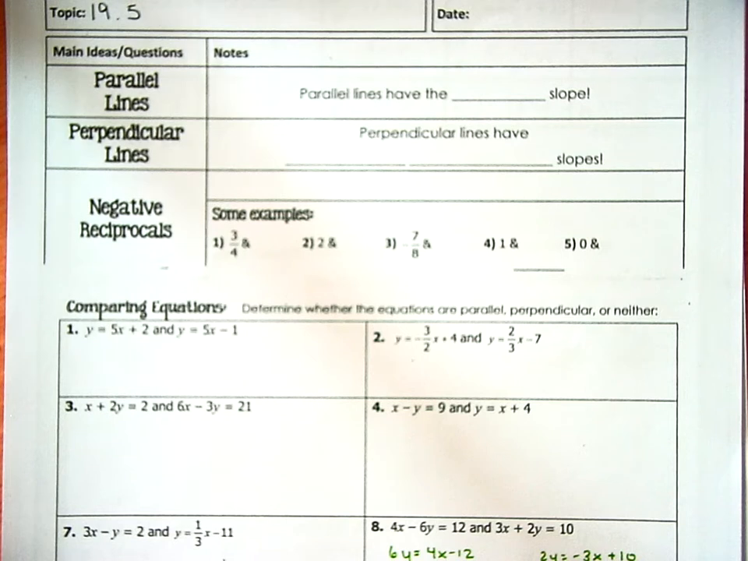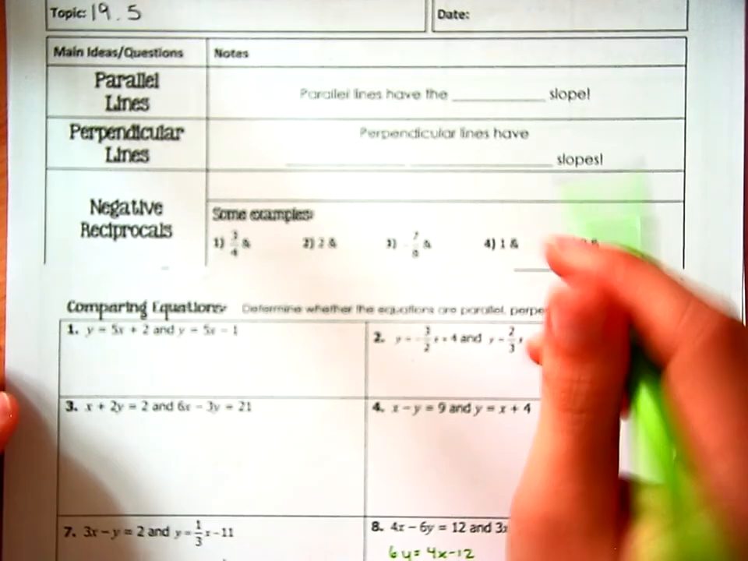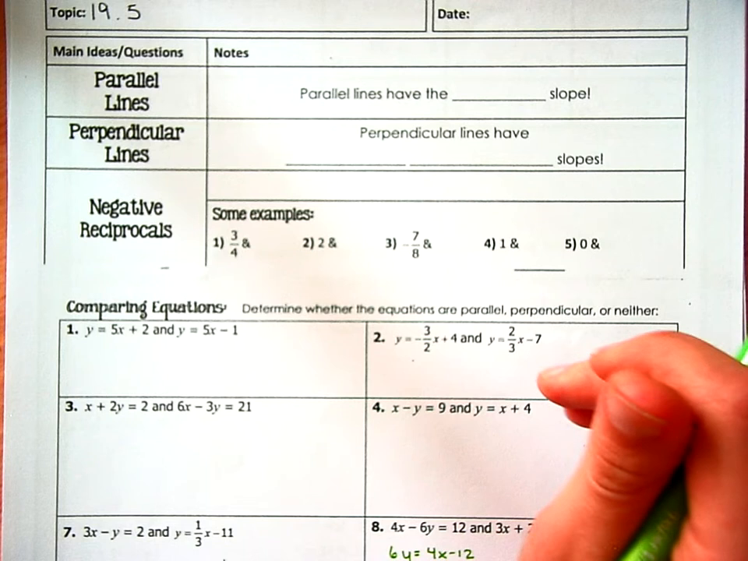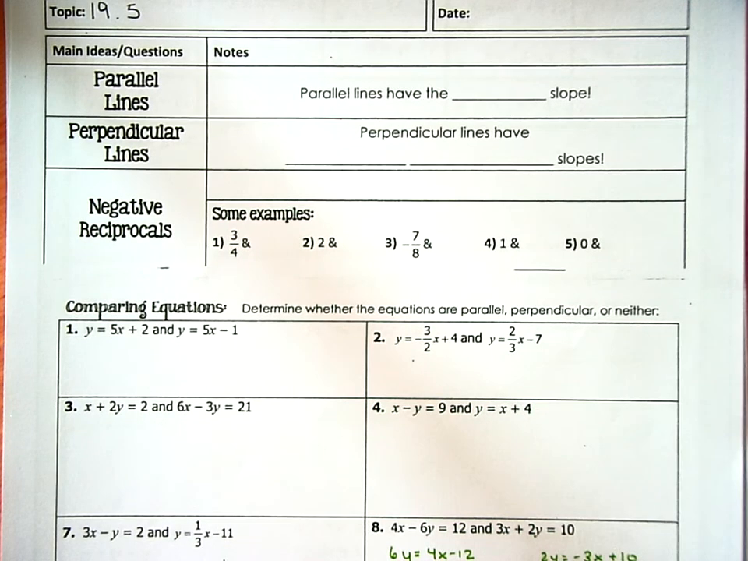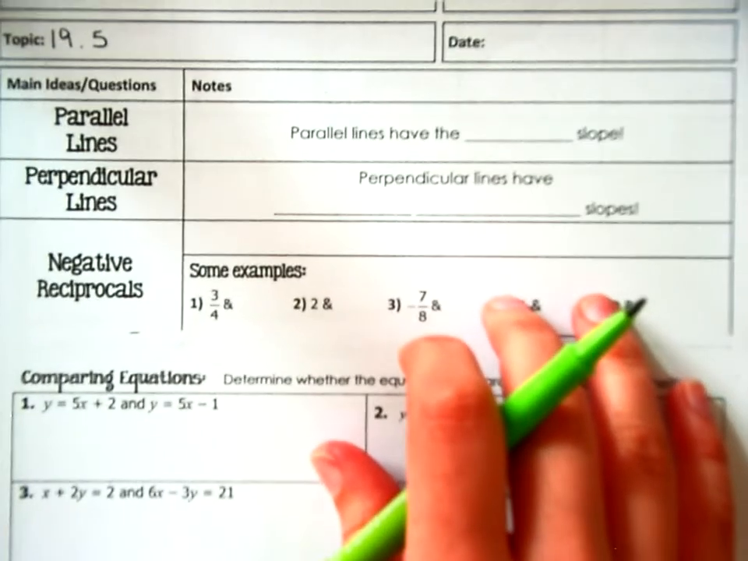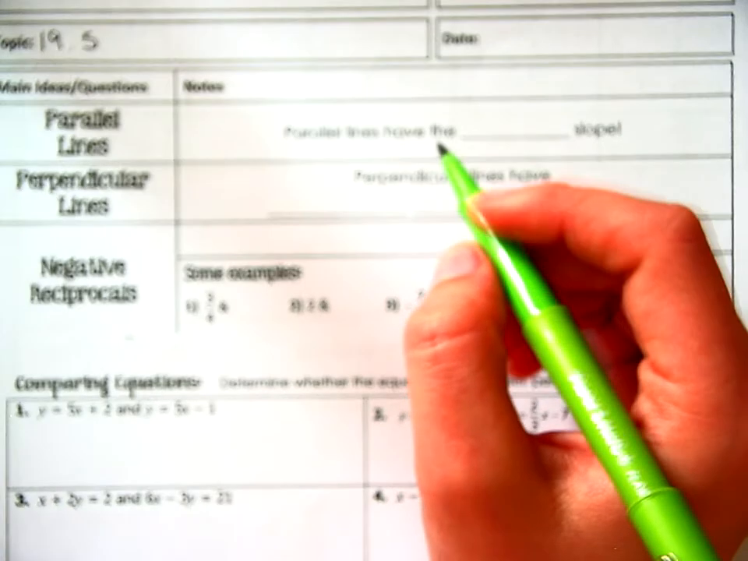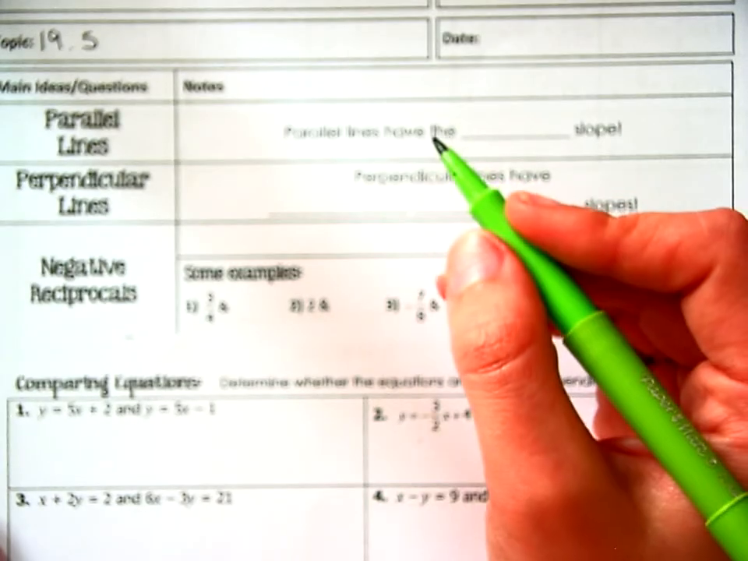Hi everyone, this is the last video in the series of 5 videos going over Module 19, and this is going to be all about our parallel and perpendicular lines. So let's just remind ourselves what we know about the slopes of parallel and perpendicular lines. If we have parallel lines, then we know that the slopes of those lines have to be the same.